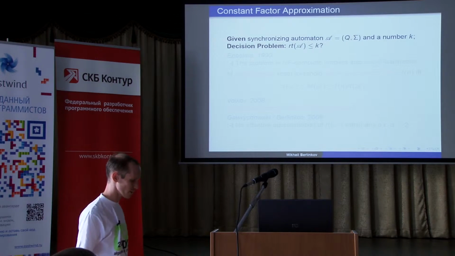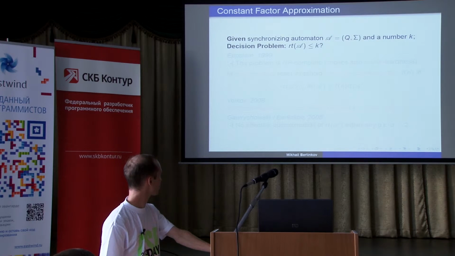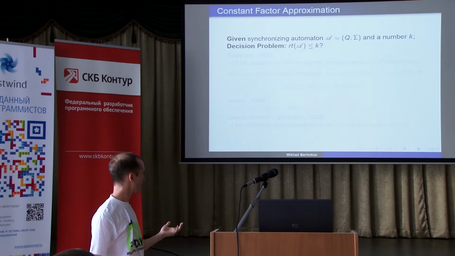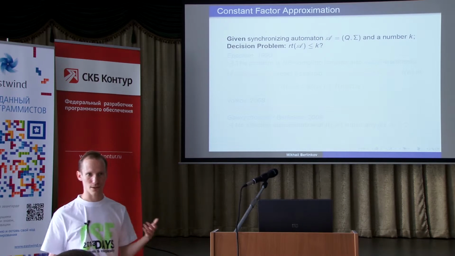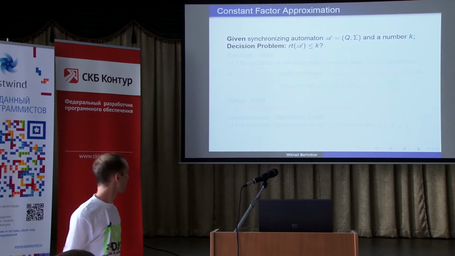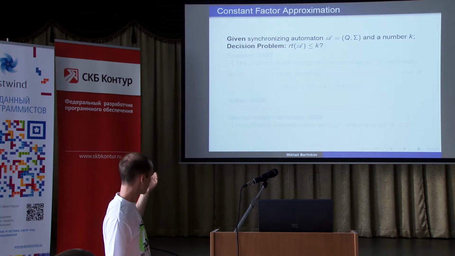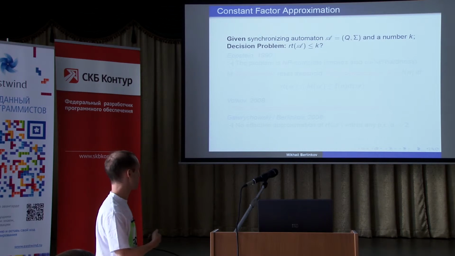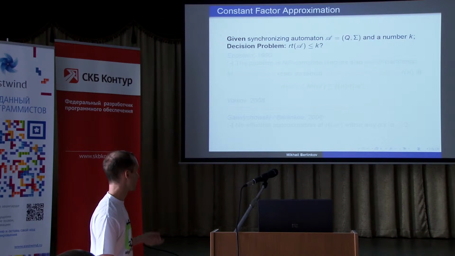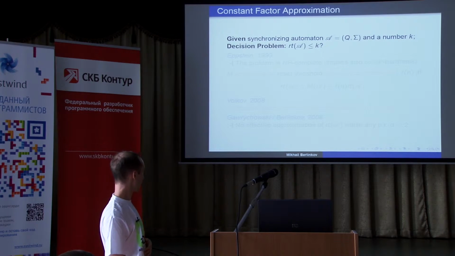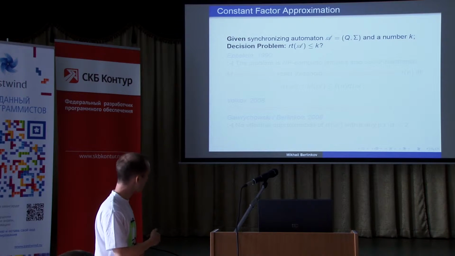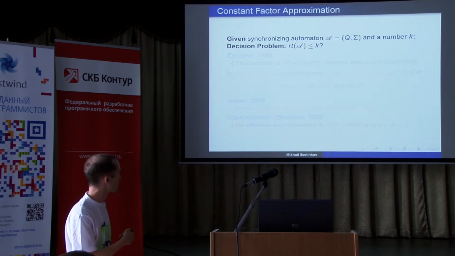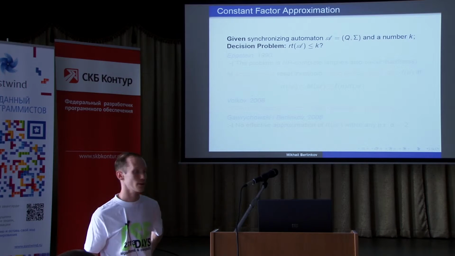So we have an effective algorithm to check that an automaton is synchronizing. The next natural question is, can we find the optimal value in polynomial time? The decision variant of this problem is as follows. Given a synchronizing automaton and a number k, we have to check that the reset threshold is at most k. That is, there is a word of length at most k.